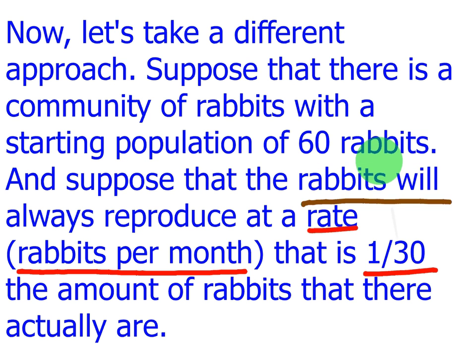In the first month, there would be 1/30th of that many rabbits reproduced. 1/30th of 60 is 2. So they'd be reproducing at a rate of 2 rabbits per month in the first month. In the second month, there'd be more than 60 rabbits now. So they'd still be reproducing at a rate of 1/30th per month, but the rate would increase.